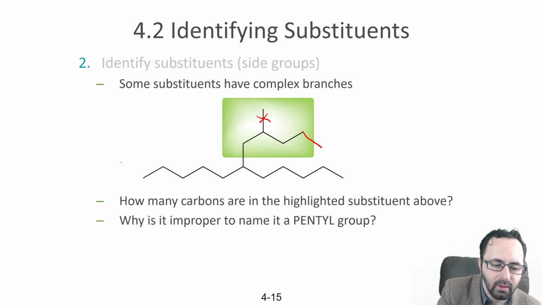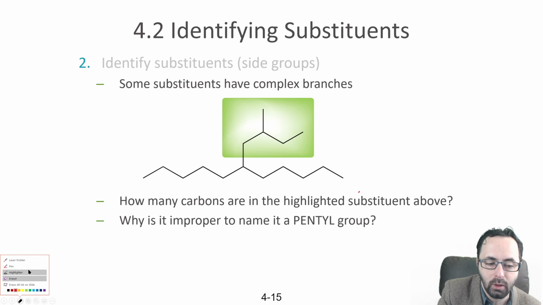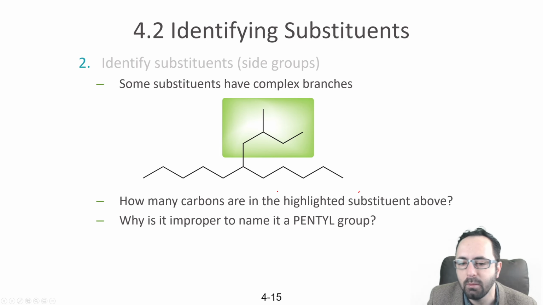However, in this case, there's a branch off of the main chain. There's a branch off of the branch, essentially, a substituent on the substituent. So it doesn't make sense to call this pentyl because it's not the same as what pentyl would be. Instead, it's got a carbon branching off the middle, not going all the way to the end. And so we're going to have some special names for some of these branched substituents. And for the ones that we don't have special names for, we'll have a special way of naming them.